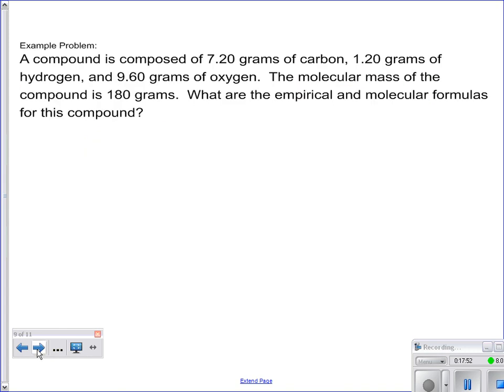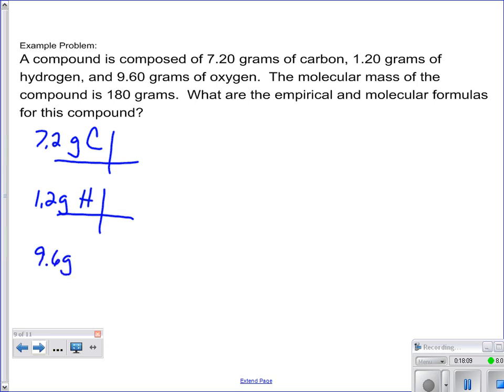So next one. Here, same sort of deal. It's just a little bit lengthier because we have 3 elements now. So I'm going to try and whip through this. We're starting with 7.2 grams of carbon and 1.2 grams of hydrogen and 9.6 grams of oxygen. So we calculate our moles.